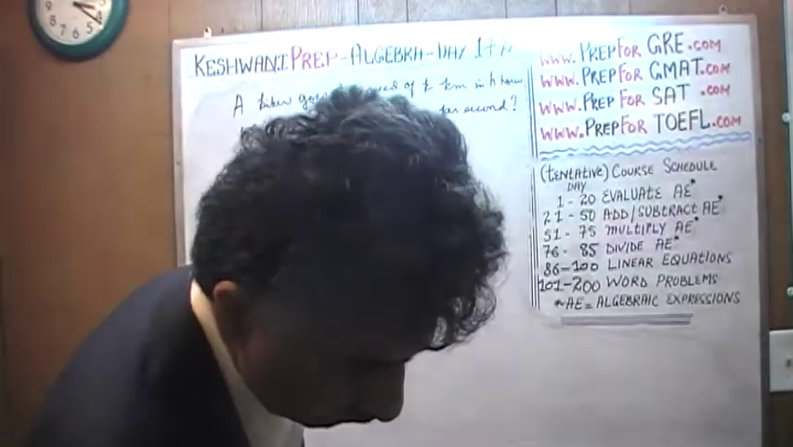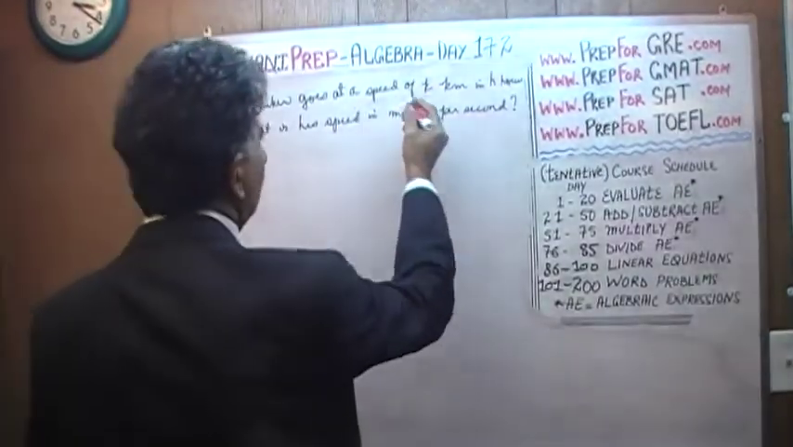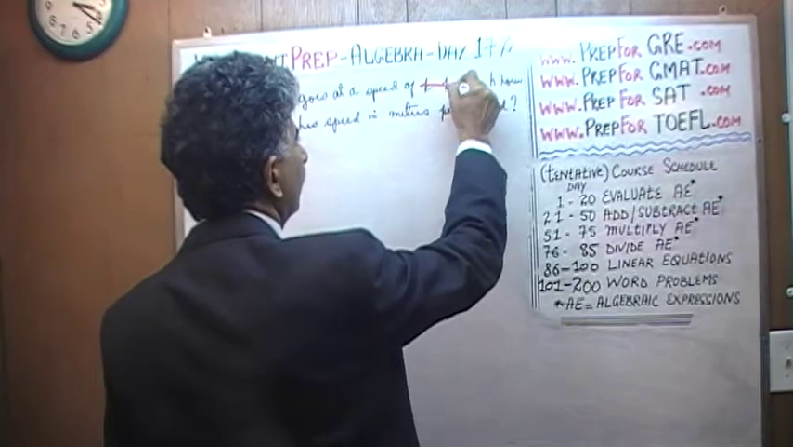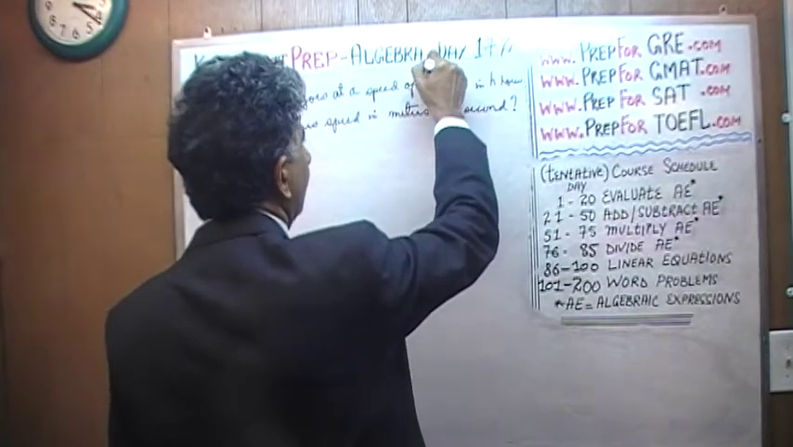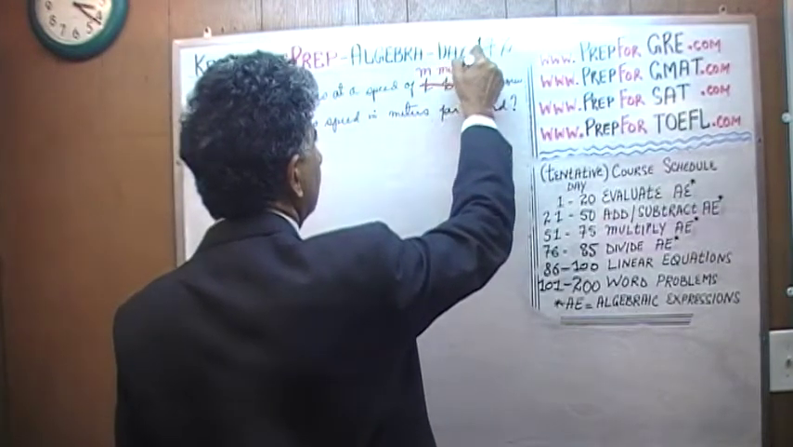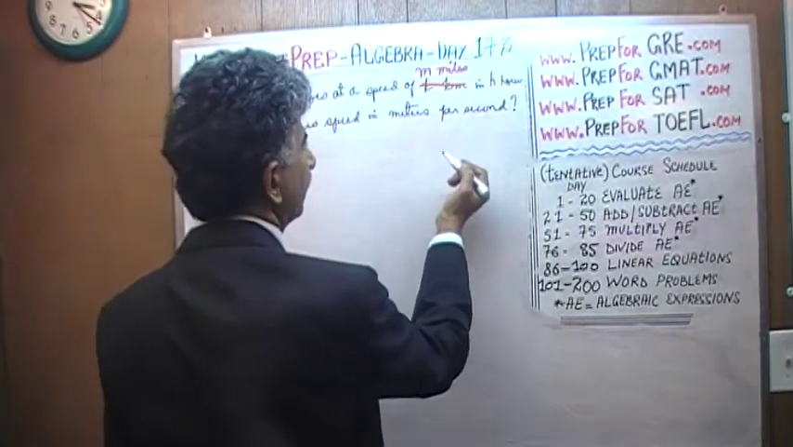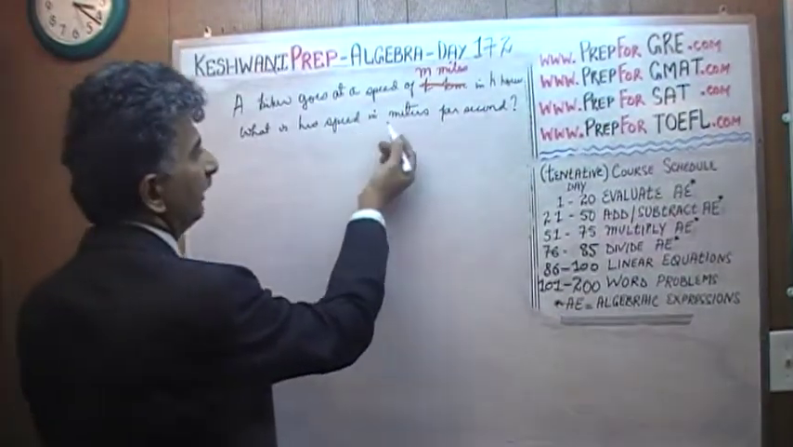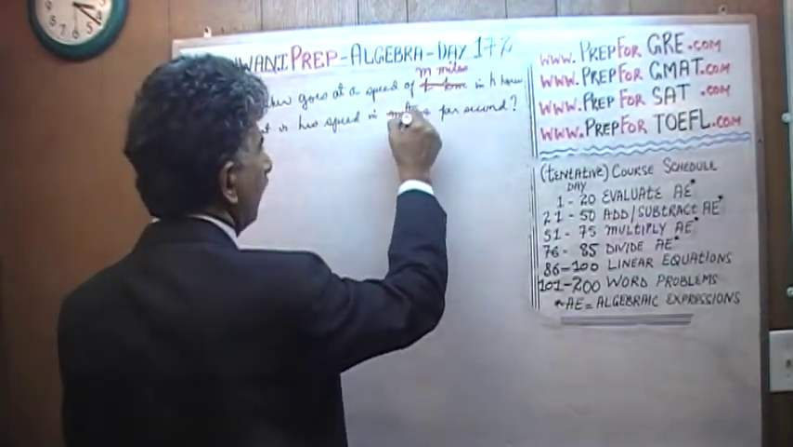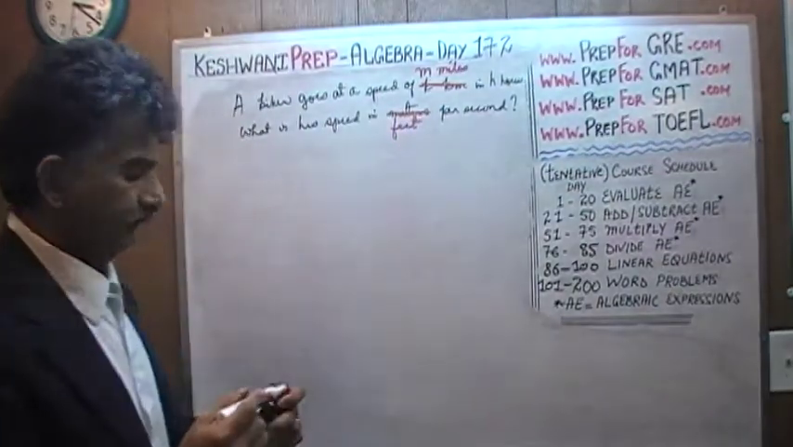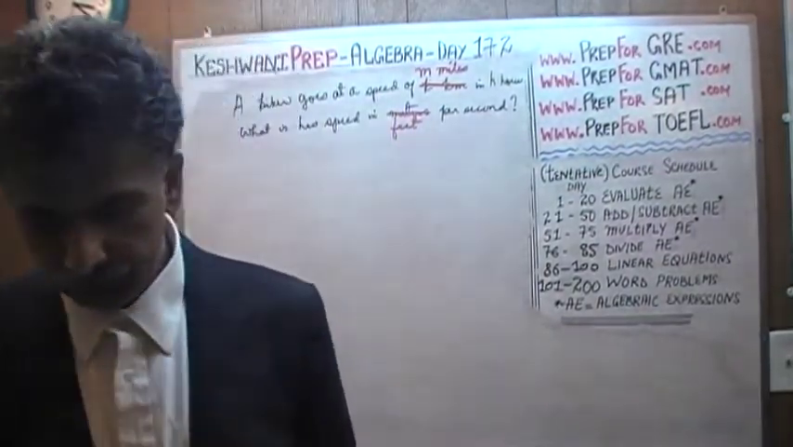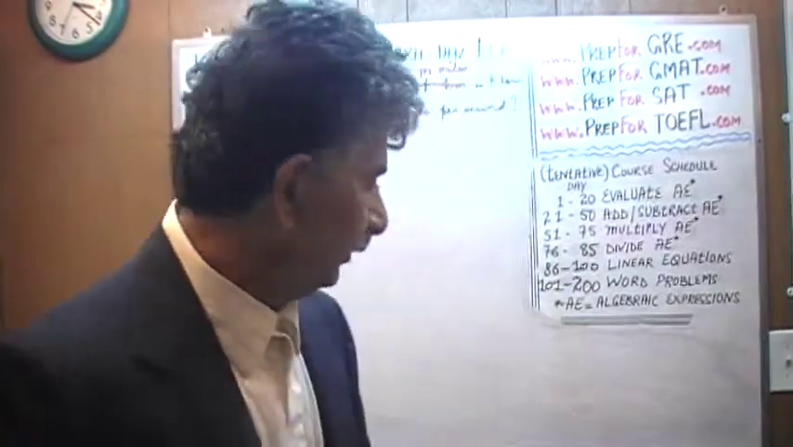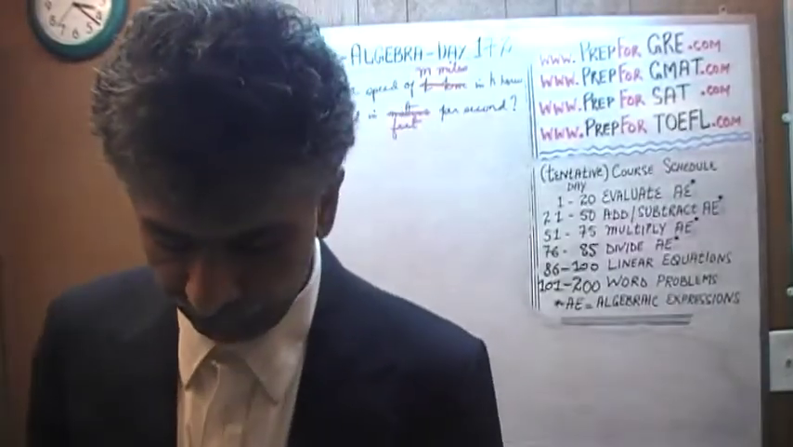Today our question is, a biker goes at the speed of, instead of k kilometers, m miles in the same number of hours, h hours. The question is, what is the speed in feet per second? Pause the video, redo the problem yourself. Once you have the answer, you can resume it and check your work.